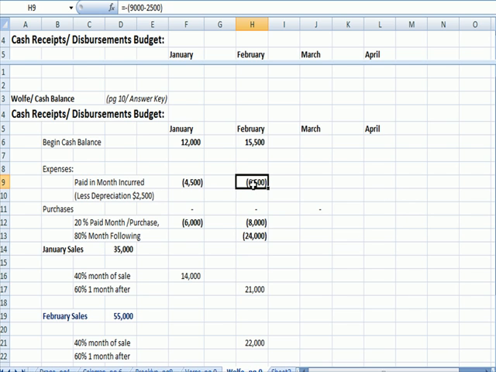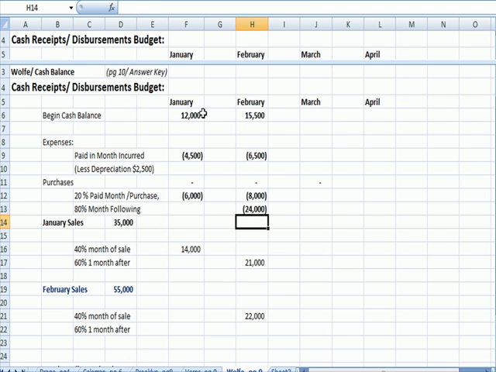You'll also see operating expenses. February is the 9,000 given in the question less 2,500. We pay cash of 6,500. February purchases 40,000, 20% of that is 8,000. The rest of the February purchases happens in March, which is not part of our analysis. This I already did. This is the 80% of the January $30,000 in purchases. We paid 24,000.